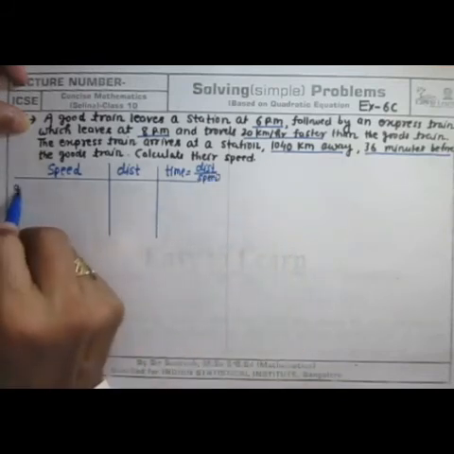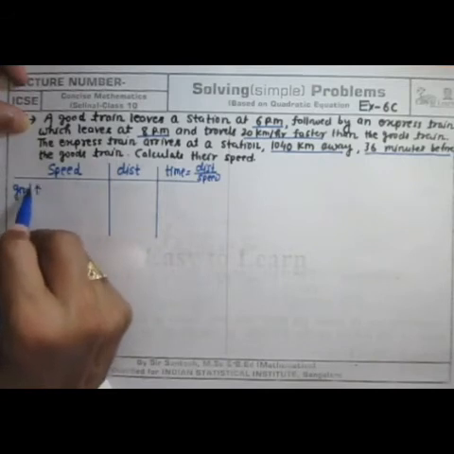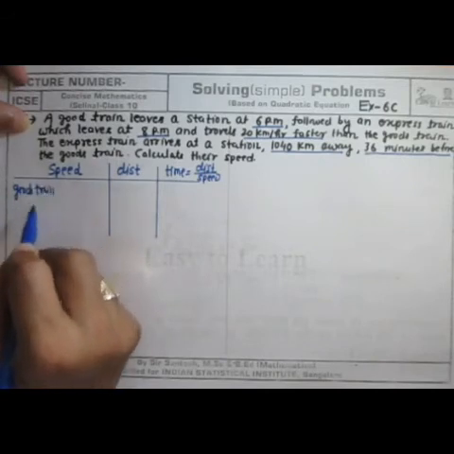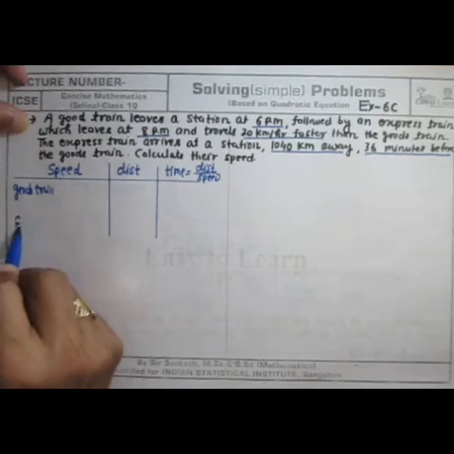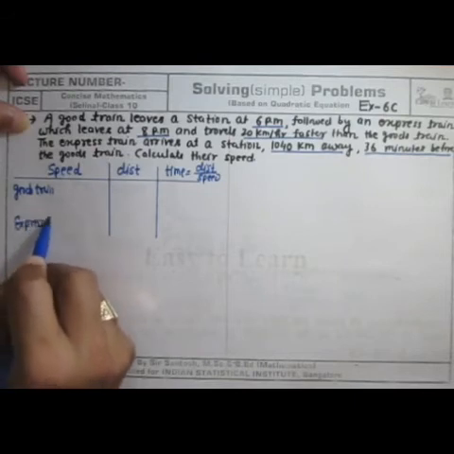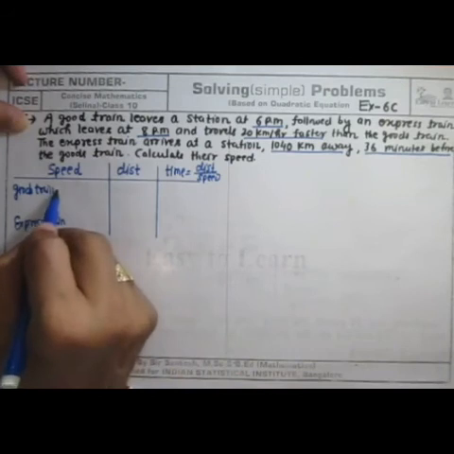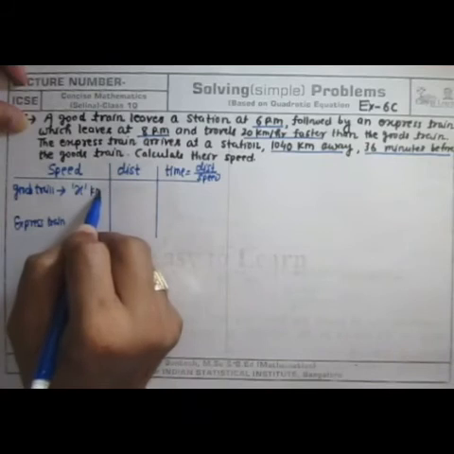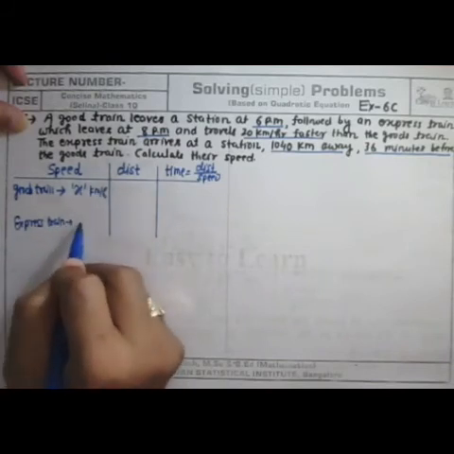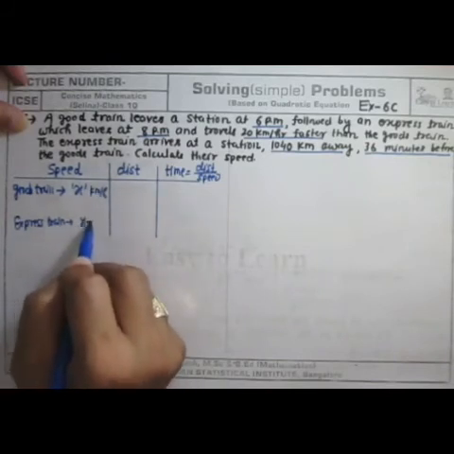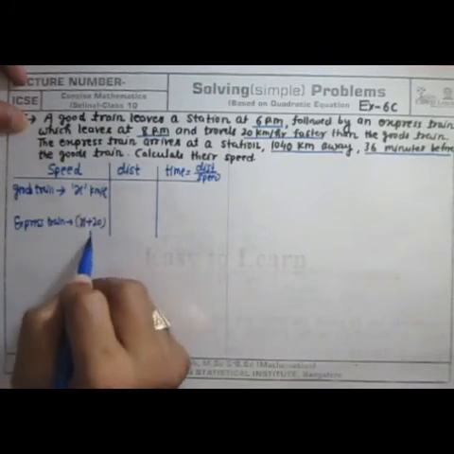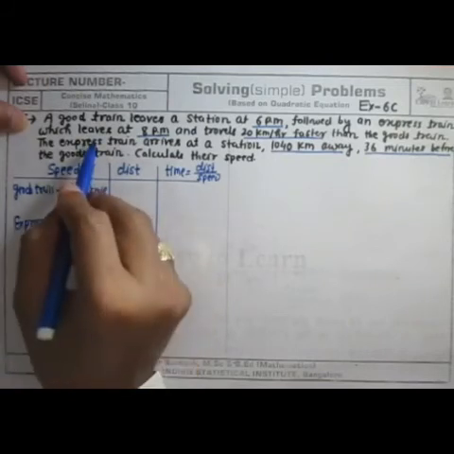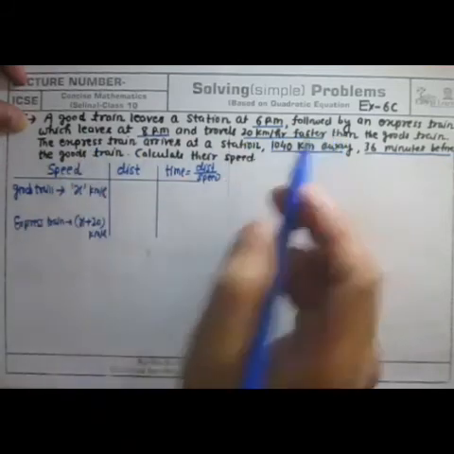So here two trains are there. One is the goods train, and the other is the express train. Let the speed of the goods train be x kilometer per hour. So the speed of the express train will be x plus 20 kilometer per hour. Here it is given that the speed of the express train is 20 kilometer per hour faster.